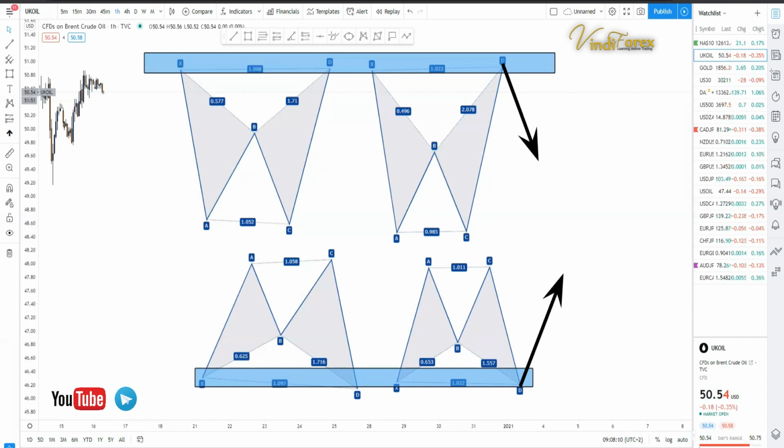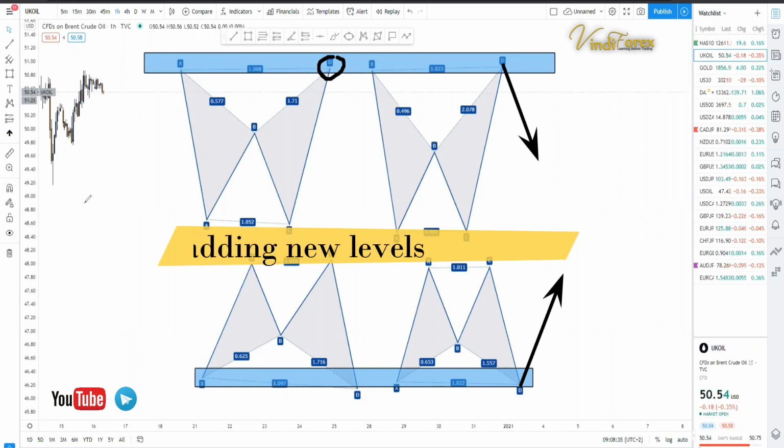But let's do the opposite. Obviously we're not going to do the opposite around D. We need to at least add another sort of structure. And that structure, pay attention, is going to be a trend line. It's going to be a trend line, and this trend line is going to move from X to B.